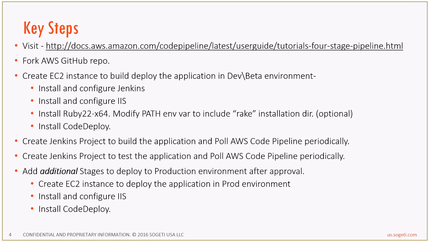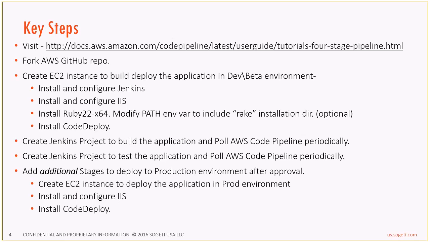The other thing that we have done as a part of this tutorial is that we have created two Jenkins projects. The first project is to build the application, and the second project is to test the application. And both these Jenkins projects that we have created will be polling our AWS CodePipeline on a periodic basis.